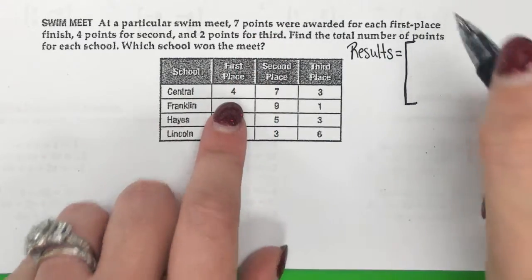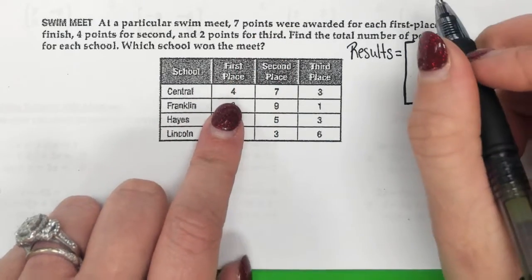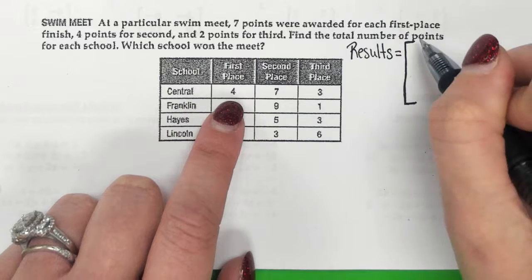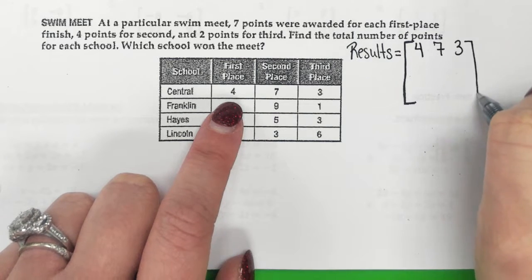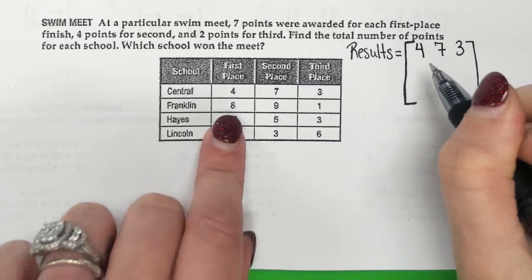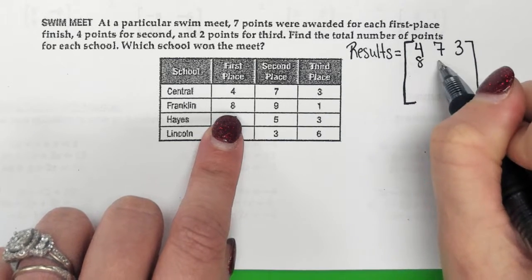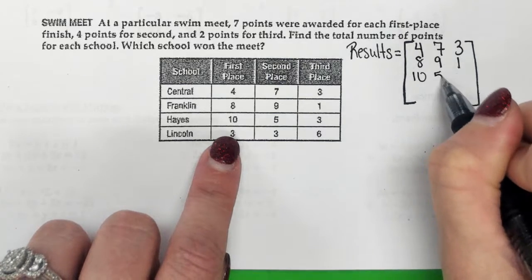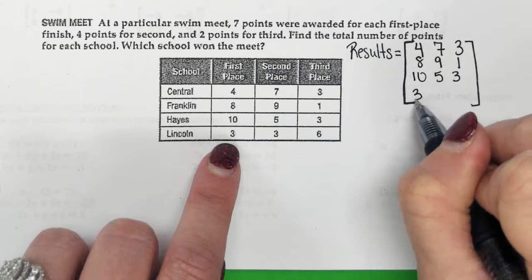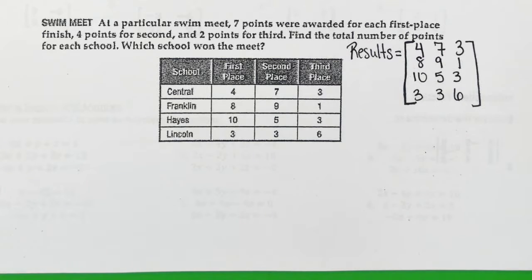So what is the top row of my matrix? 4, 7, and 3. All right, what's the second row? 8, 9, 10. And then the third row is 10, 5, and 3. And then 3, 3, and 6. Are y'all okay so far with that?